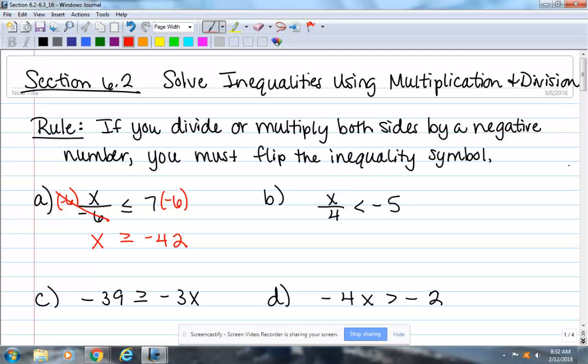The next one, x divided by 4 is less than -5. How do we solve that one for x?